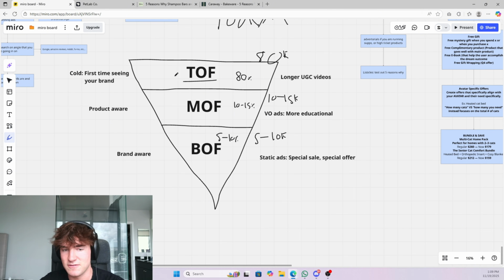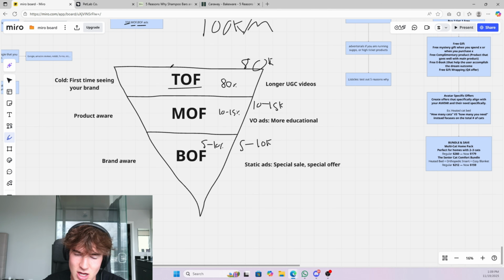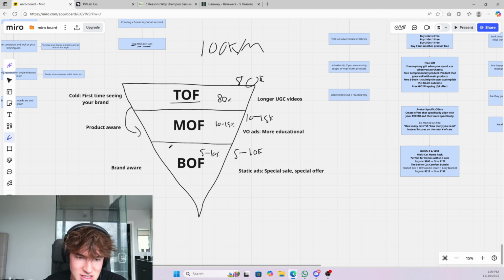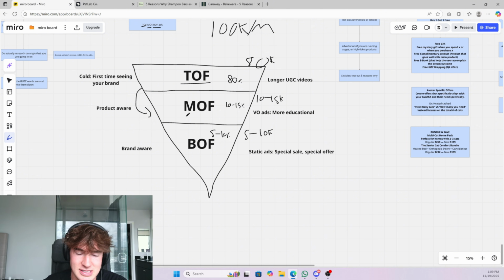The reason why having this funnel set up is so important is because you're reaching a ton of people. If you're spending 100K a month on ads, you are reaching so many people. A lot of the people in the top of funnel ads who saw your ads but didn't buy are going to get funneled down the system. Now they're going to see your middle of funnel ads, so they're going to get more educated on the product. They're going to understand exactly what it's going to do for them, what the features and benefits are.